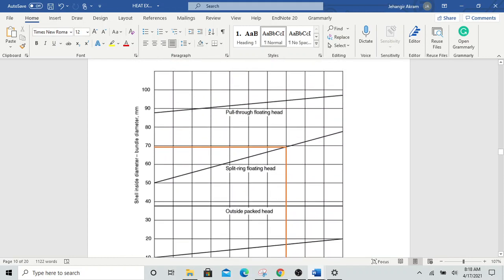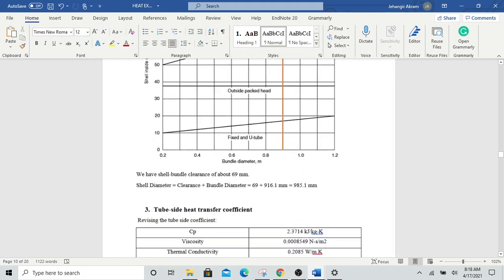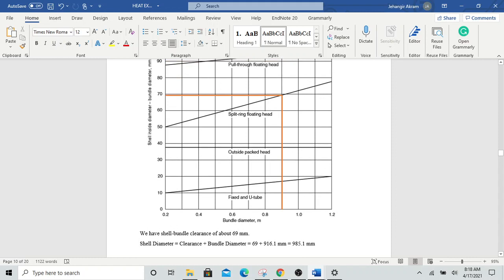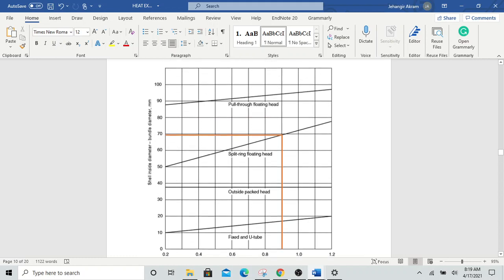Shell inside diameter, bundle diameter. It's basically the clearance of the shell. As I mentioned earlier, we need to assume a clearance for our tube bundle. It depends upon the nature of the head of the shell and tube heat exchanger. In our case, we considered a split ring, as I mentioned above, because it's easier to clean. Other types are pull through floating head, outside packed floating head, fixed tube sheet, and U-tube. You can study all these types in the book.